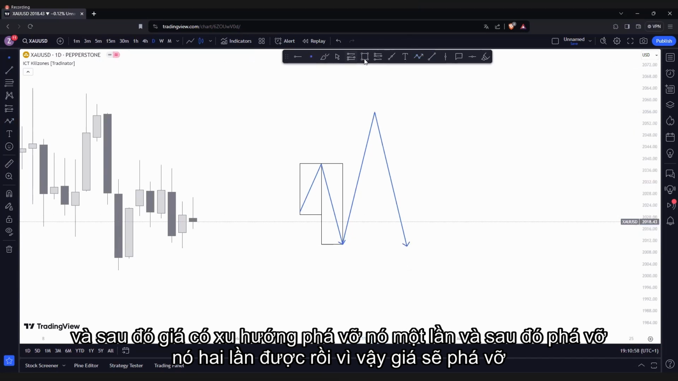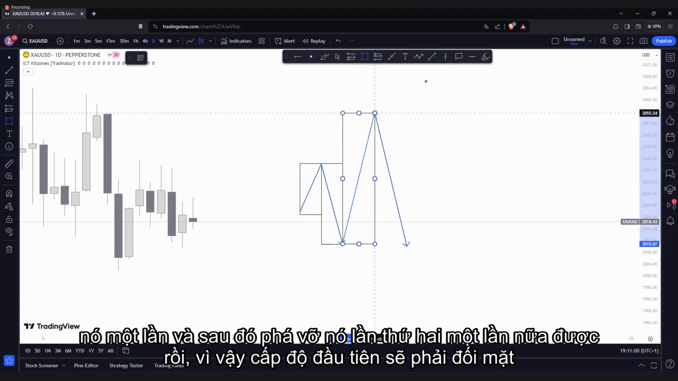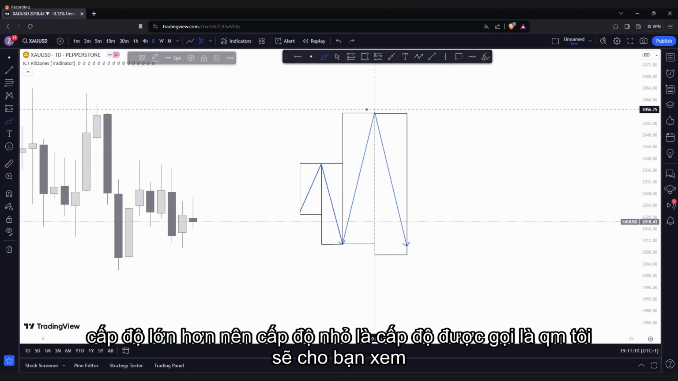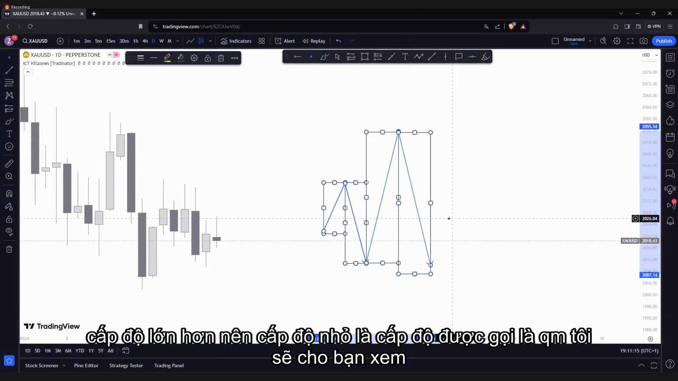Okay, so price is going to break it once and then break it for the second time down again. Okay, so the first A level is gonna face a bigger A level. So the small A level is the one that's called the QM. I'm gonna show you an example right here.